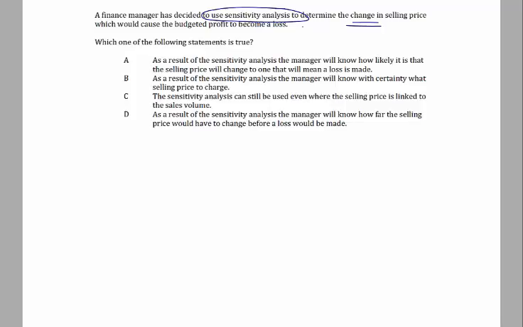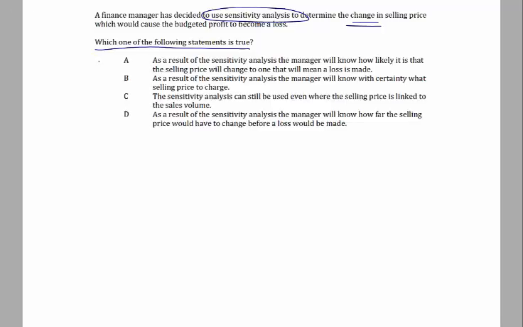It doesn't actually change anything. It doesn't actually create a prediction of what's going to happen. It just tells you how sensitive you are to things changing. So when the question asks which of the following statements is true, we just have to go through each one and reconcile it back to our definition of sensitivity analysis.